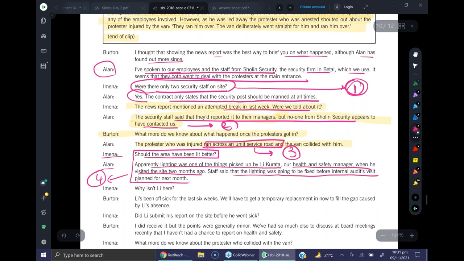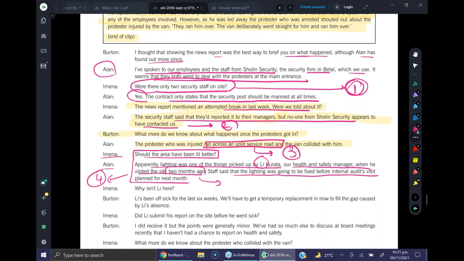The lighting was picked up by Lee, health and safety manager, 2 months ago as well. So this means that it wasn't fixed for 2 months, and why wait for internal audits visit? It's a regular operational thing. You need to fix it. 2 months is a very long period to not have proper lighting on the service road where the accidents can happen.